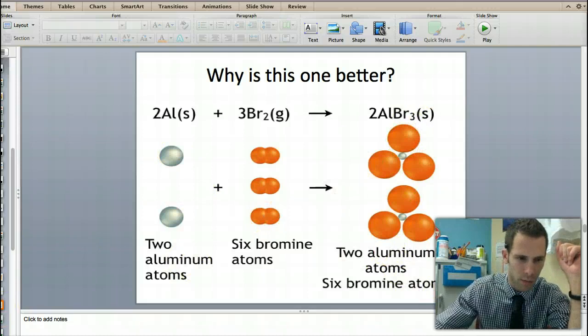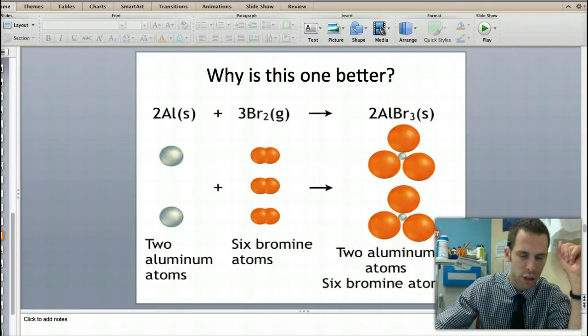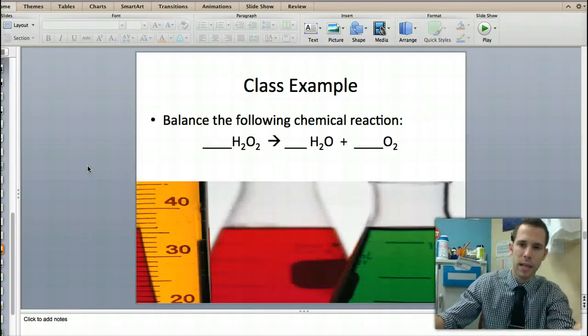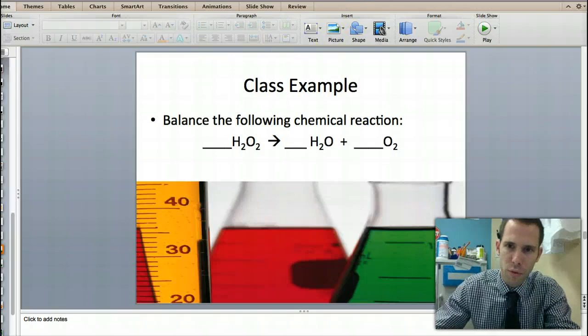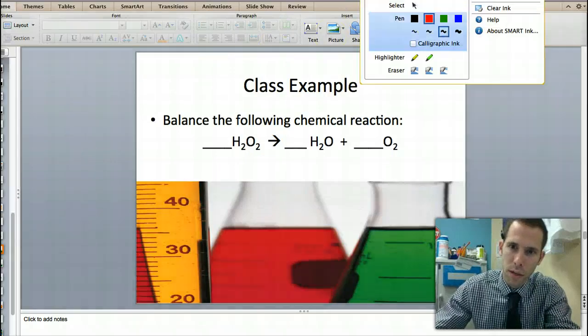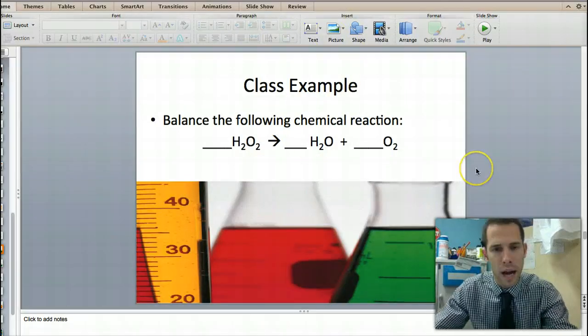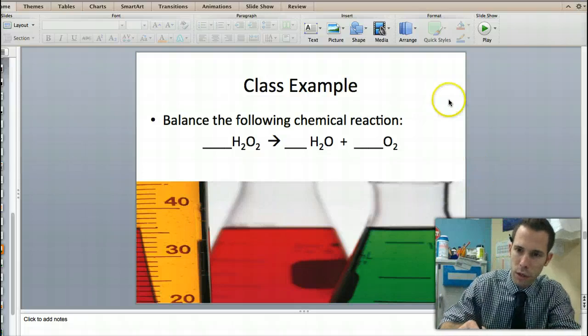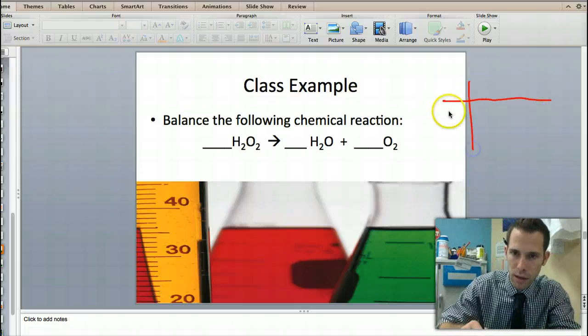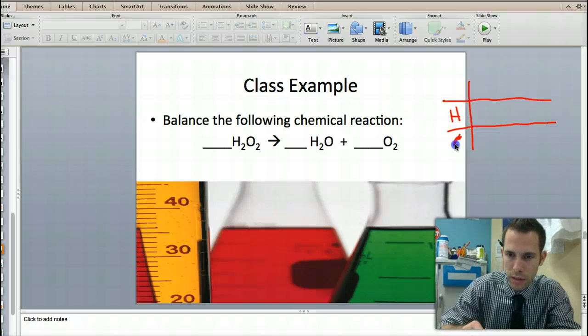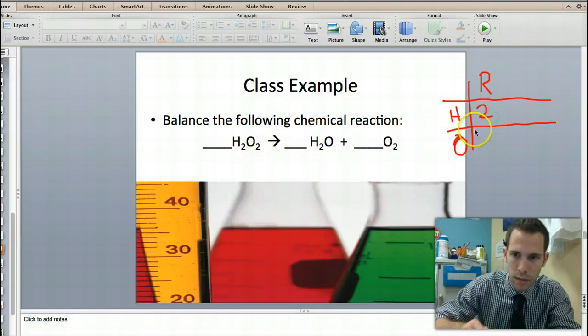Now we're ready to go. Ready to try the first one? Let's give it a shot. I'm going to balance this chemical reaction right here with hydrogen peroxide, H2O2, decomposing into water and oxygen gas. So first things first, I want to draw my table. I have hydrogen, and I also have oxygen. On the reactant side, I have 2 hydrogens and 2 oxygens.